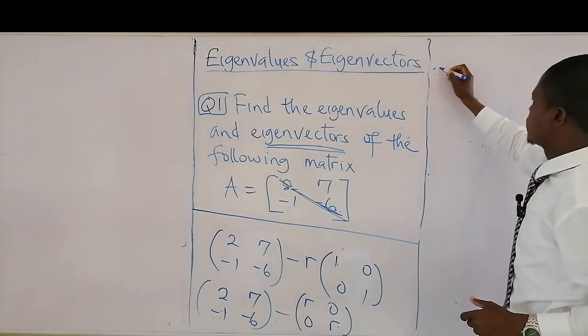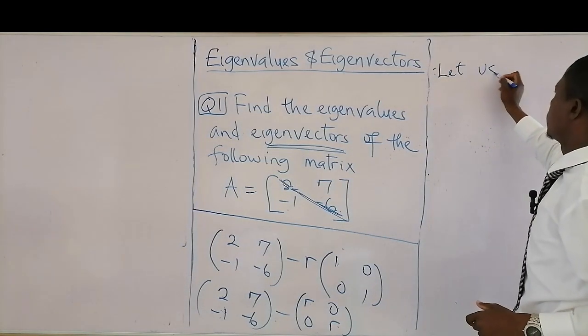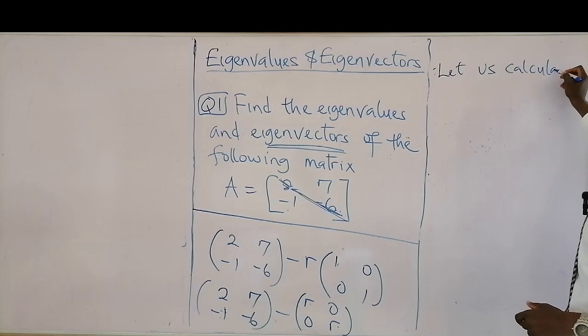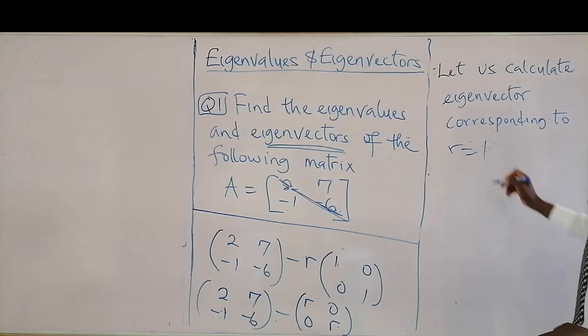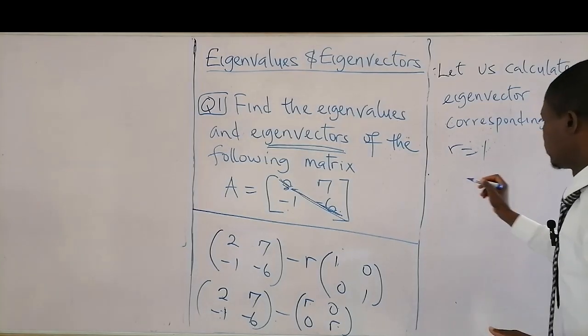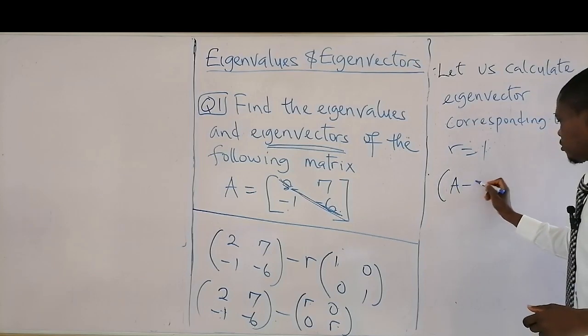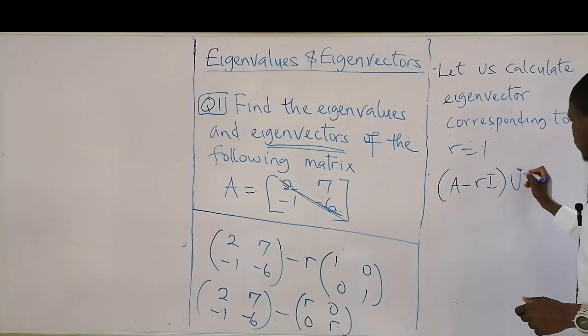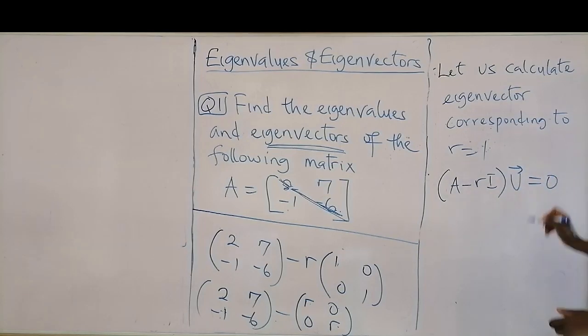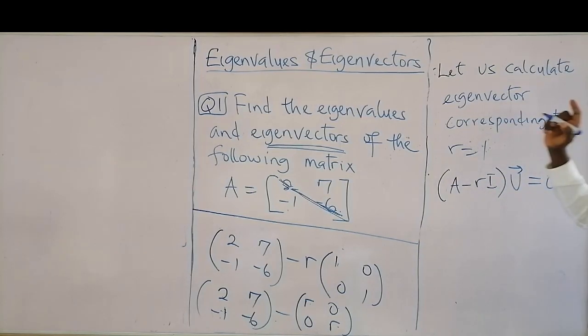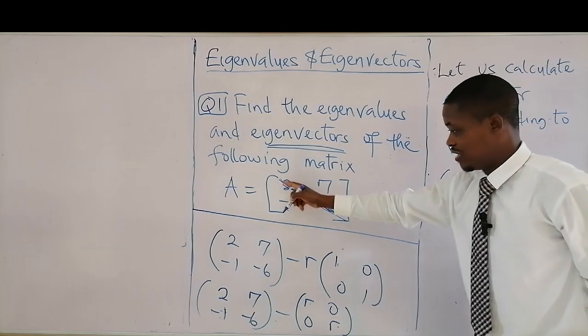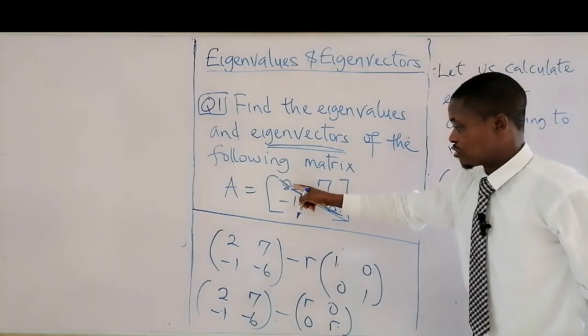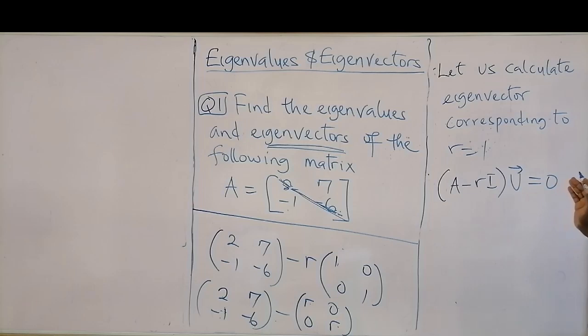So let's now calculate r equal to 1. Let's calculate the eigenvector corresponding to r equal to 1. So we're still going to use the same formula. We're using this formula, A minus this, then this equal to 0. Okay, so we'll go back to that equation, where the main diagonal is minus r. Just go back there. Once you go back there, that solves the problem.